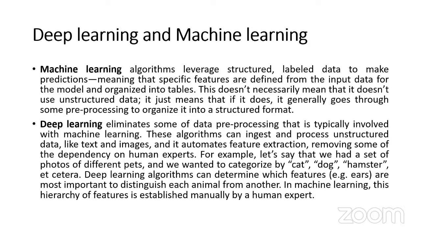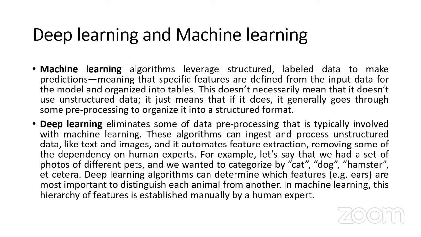It depends on the specific type of algorithm that you use in machine learning. If you use a particular algorithm, then you have to pre-process the data based on the requirement of that algorithm. Deep learning eliminates some of the data pre-processing that is typically involved with machine learning. But it is not fully free from that pre-processing step. Still, you have to prepare the data set based on the type of deep learning algorithm that you use.